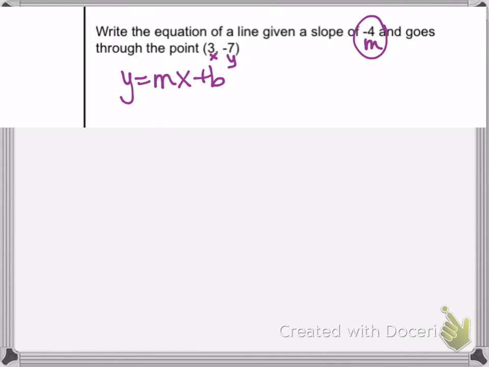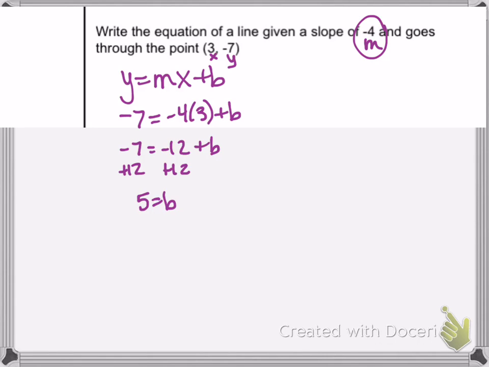So we put -7 = -4 times 3 + b, and then from there you solve for b. So multiply -4 times 3, that's -12, add 12 to both sides to get b by itself, and you get b is 5. Okay, that's your y-intercept. You don't have to graph, you just go. Okay, take that, -4 for m and 5 for b, and write out your final answer equation.